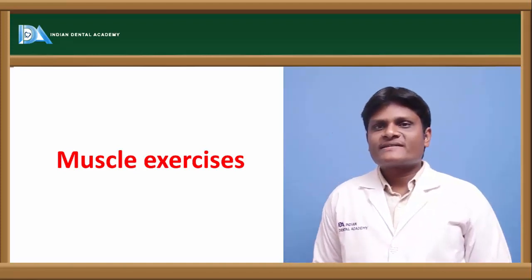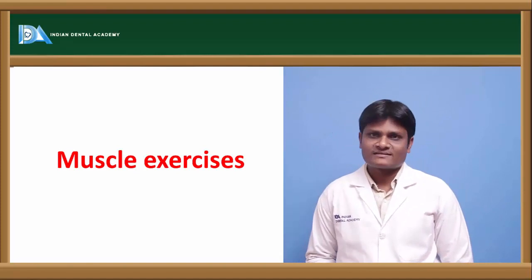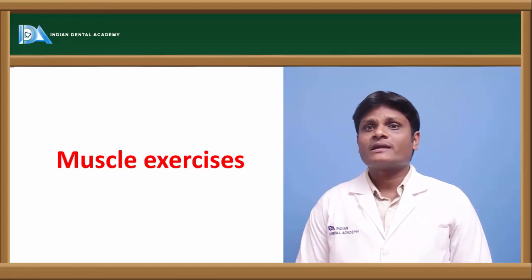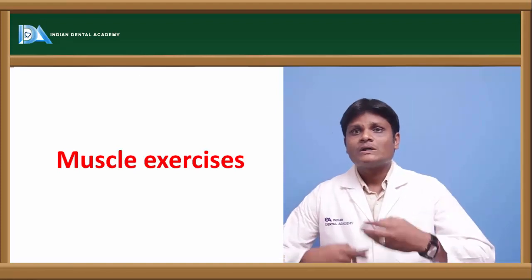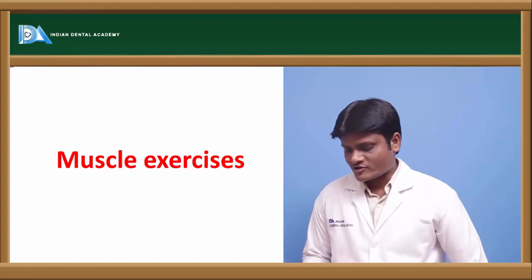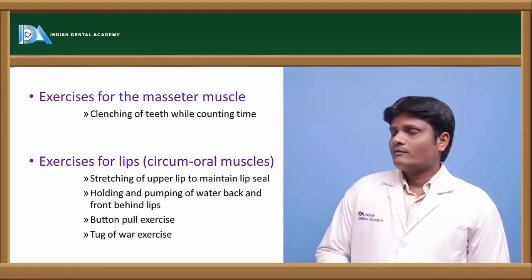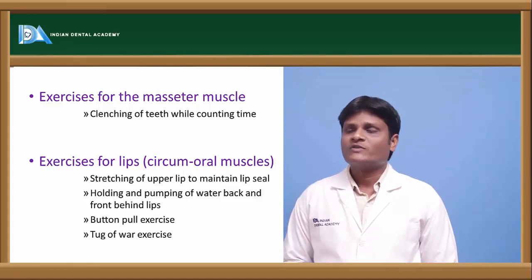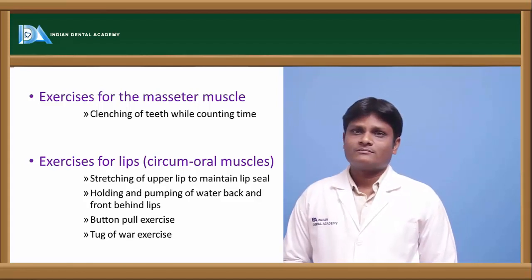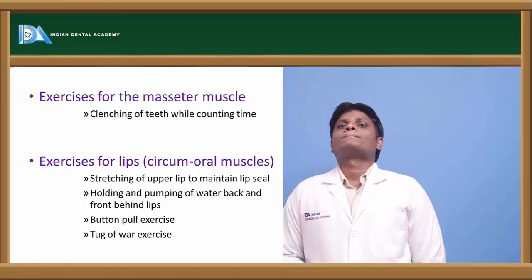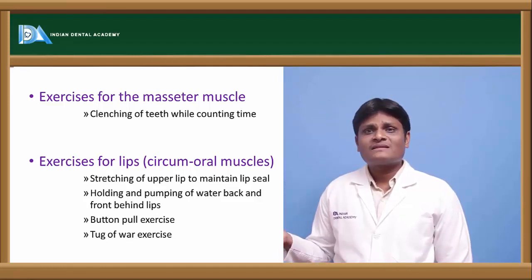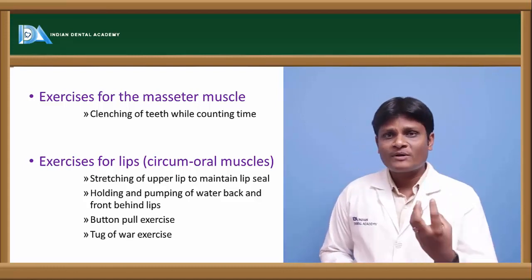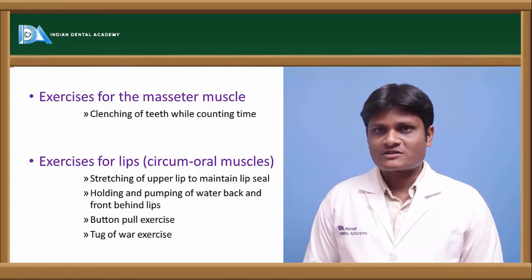The next important interceptive orthodontic procedure is muscle exercises. As we all know, muscles play an important role in the development of the dentition and craniofacial structures, so we need to train the muscles to function optimally. We have exercises for the masseter muscle. We need to clench the teeth while counting the time. Okay.